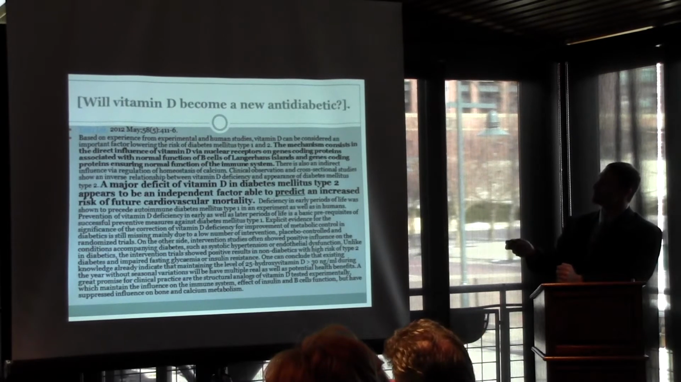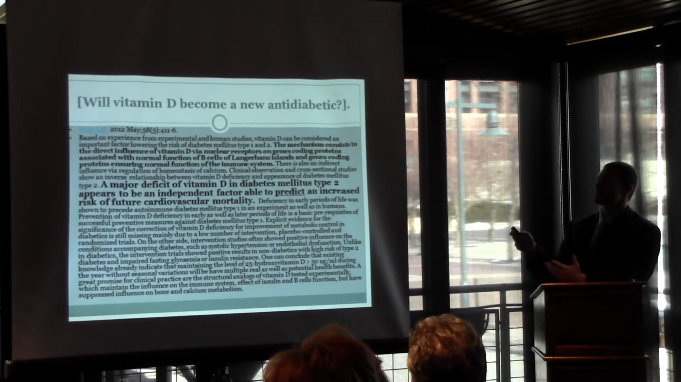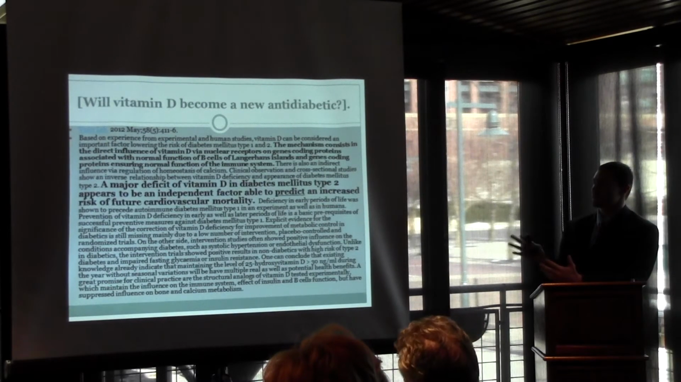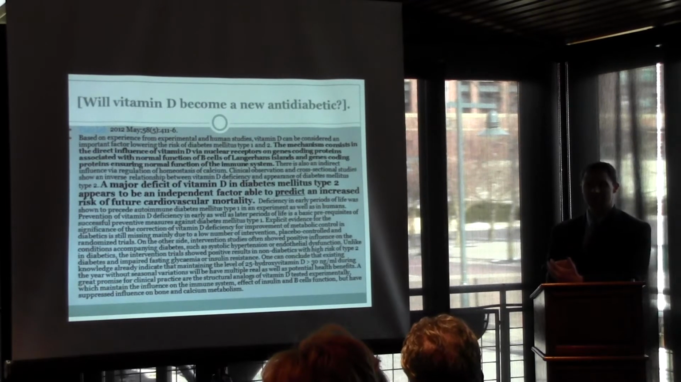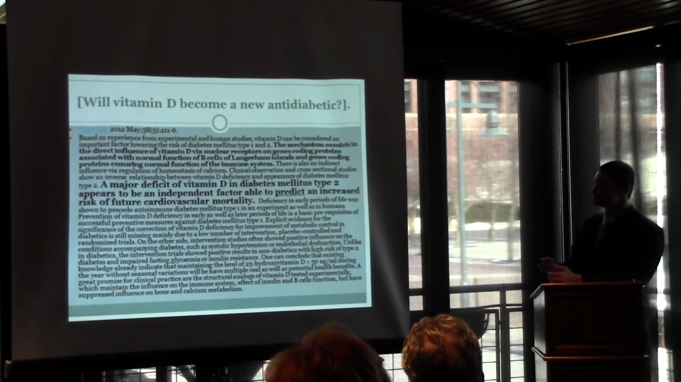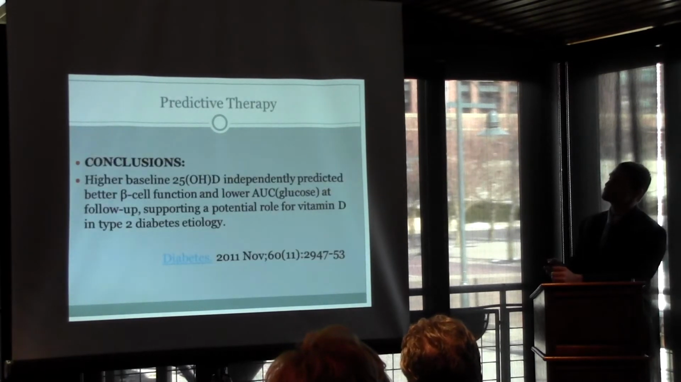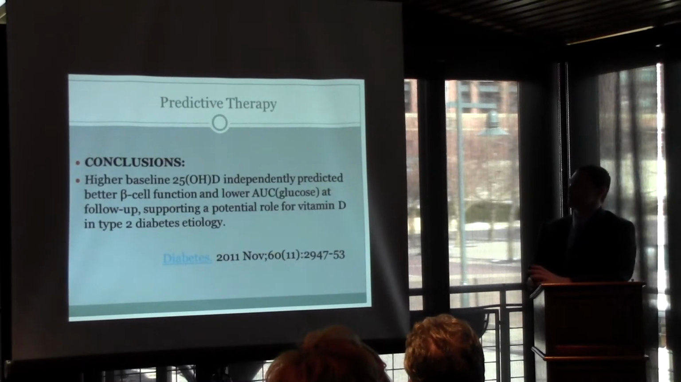But looking at what we have been talking about, predict an increase in risk of future cardiovascular mortality. So that vitamin D and its relation to diabetes, there is definitely a predictive nature about this. Okay. Just another study here to confirm this, independently predicted better beta cell function and lower area under the curve glucose at follow-up.